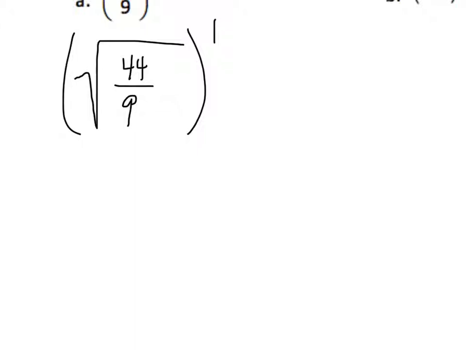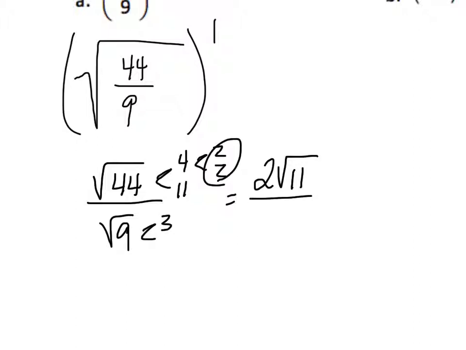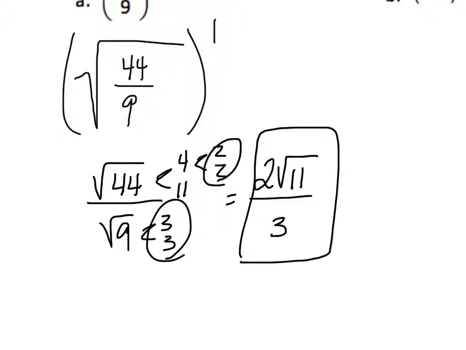So now I'm going to work within the square root. 44 does not divide evenly with 9, so I'm just going to take the square root of the top and then the square root of the bottom. And 44 can break down into 4 and 11, 2 and 2. So this is going to be 2 square root 11, and the square root of 9 is just 3 with nothing left over. So you got 2 root 11 over 3.